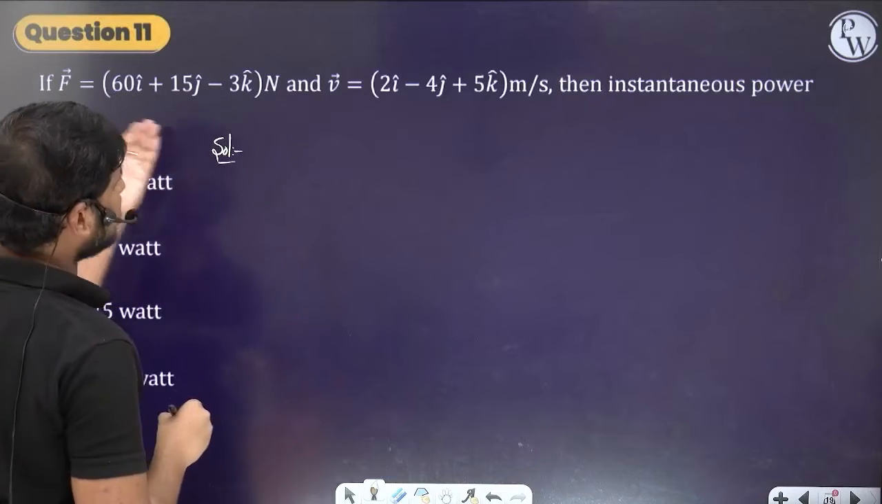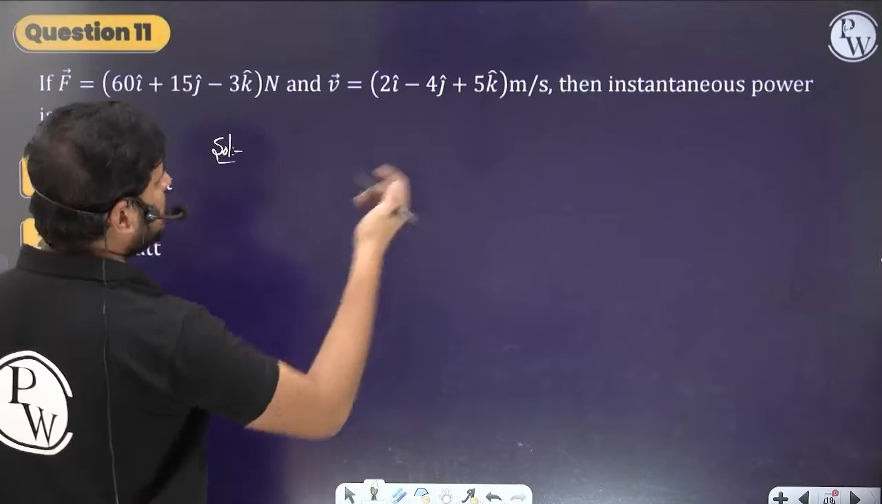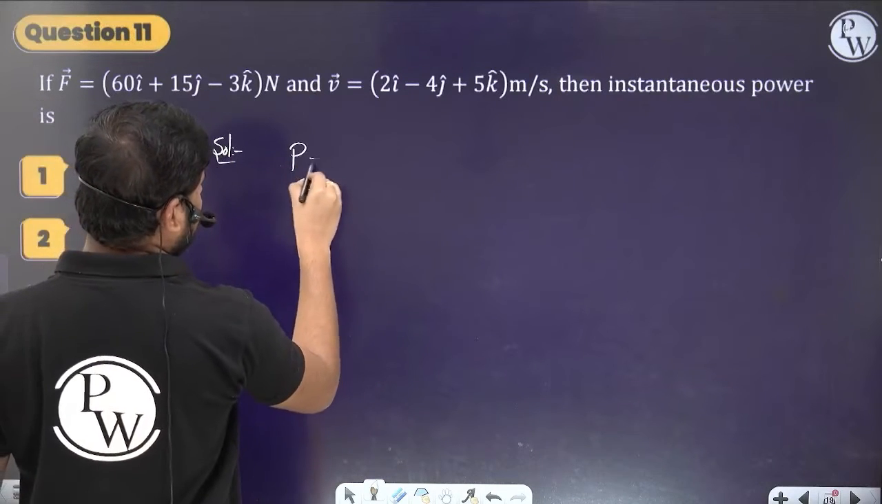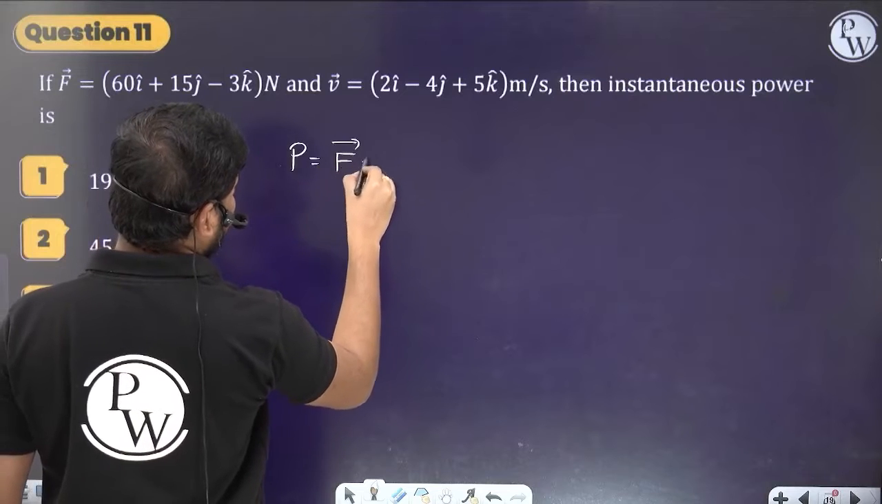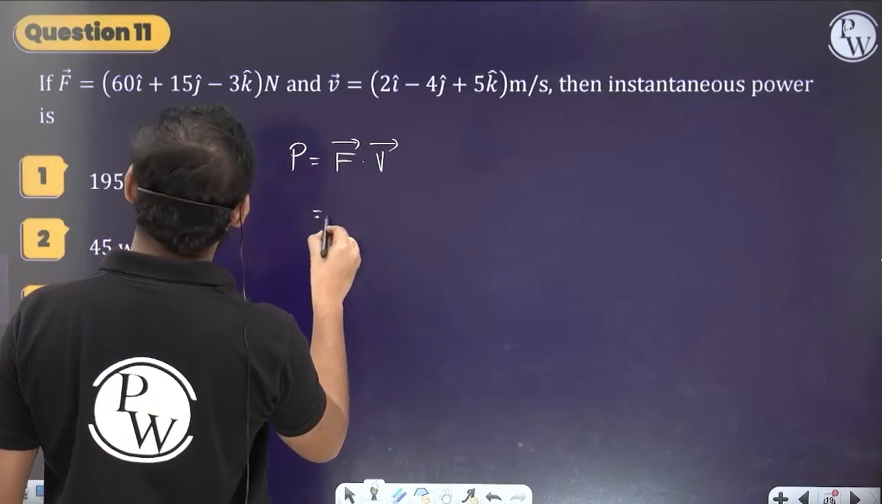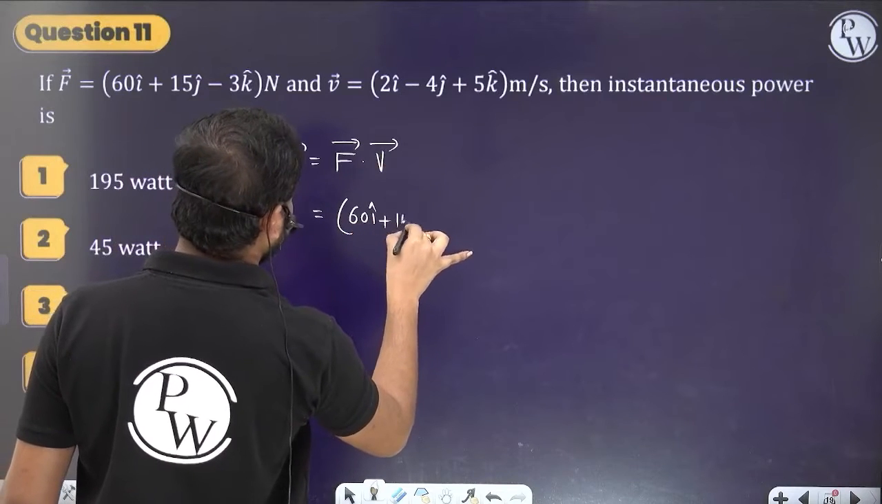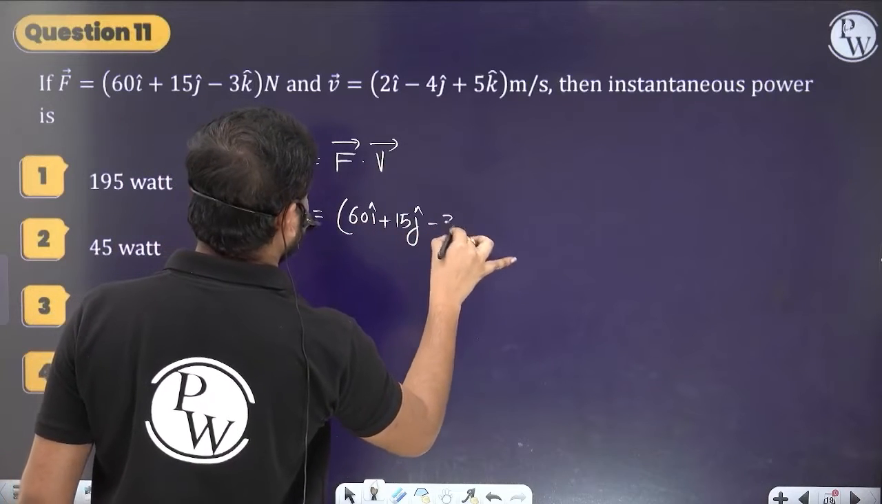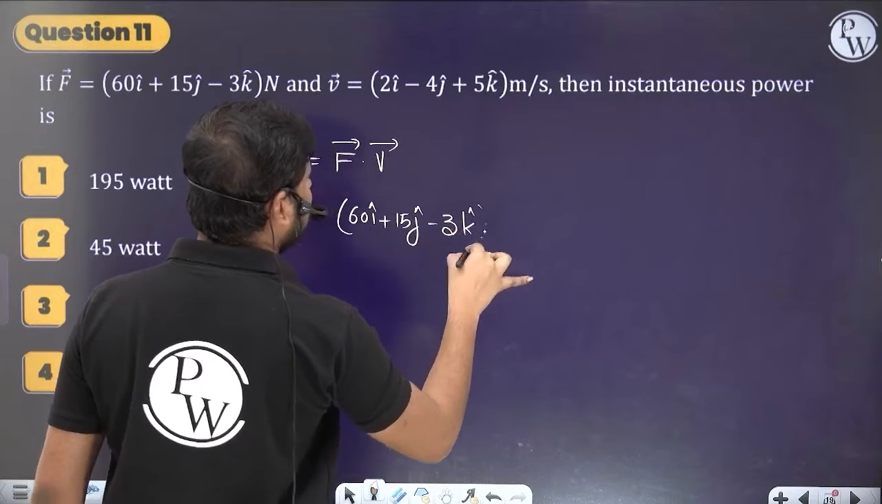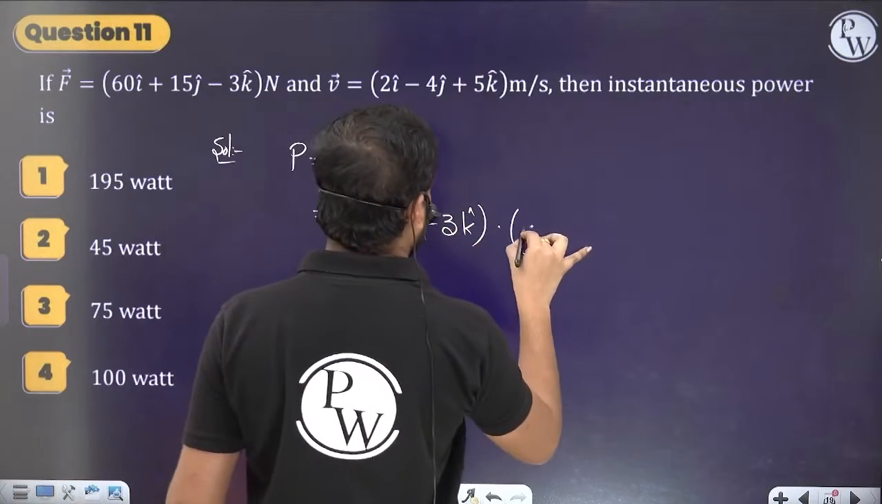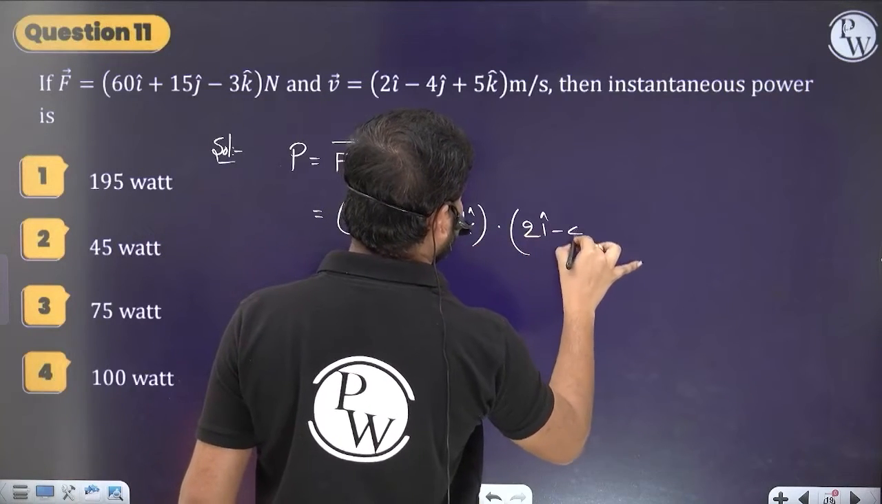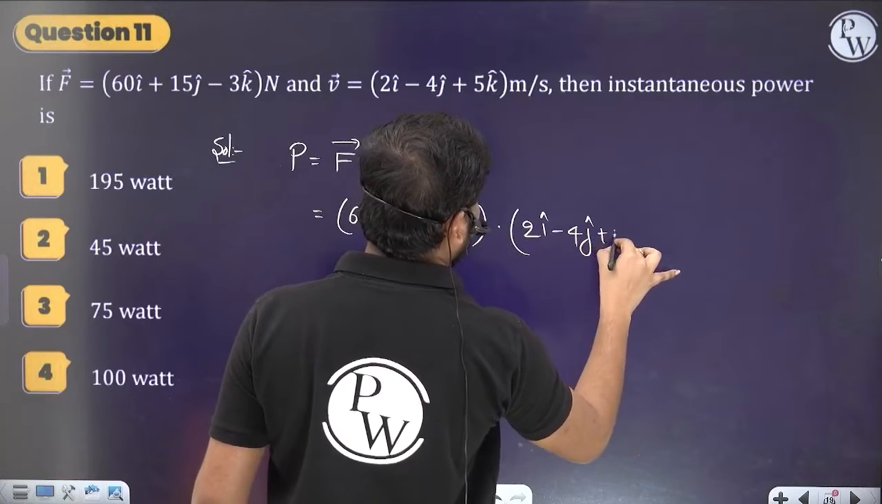Force is given and velocity is given. So what is the instantaneous power? We know that P is equal to F dot v. So a simple question it is. So this is 60 i cap plus 15 j cap minus 3 k cap, dot 2 i cap minus 4 j cap plus 5 k cap.